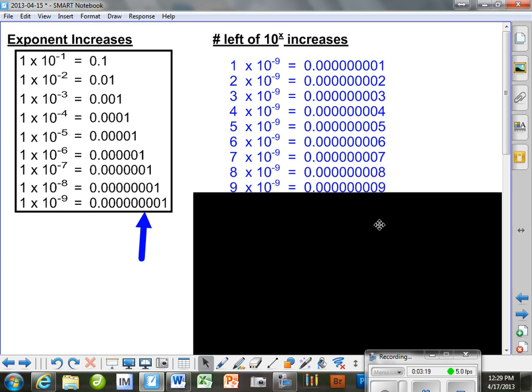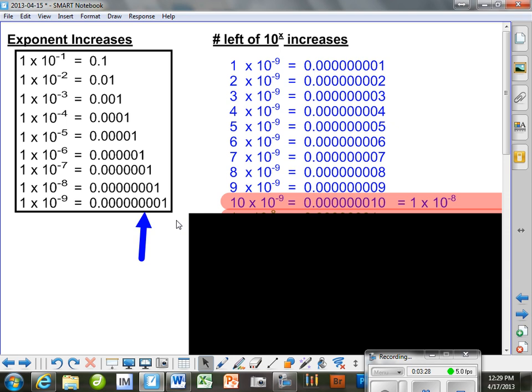And now when we get to 9 and we get 1 times 10 to the minus 9 different, all of a sudden that baby rolls over to 10. And now we have a smaller number of zeros, which is why this 10 to the minus 8 is now our number and not 10 times 10 to the minus 9, because we have to stay in scientific notation. And the only way to do that is knock down the power of 10.